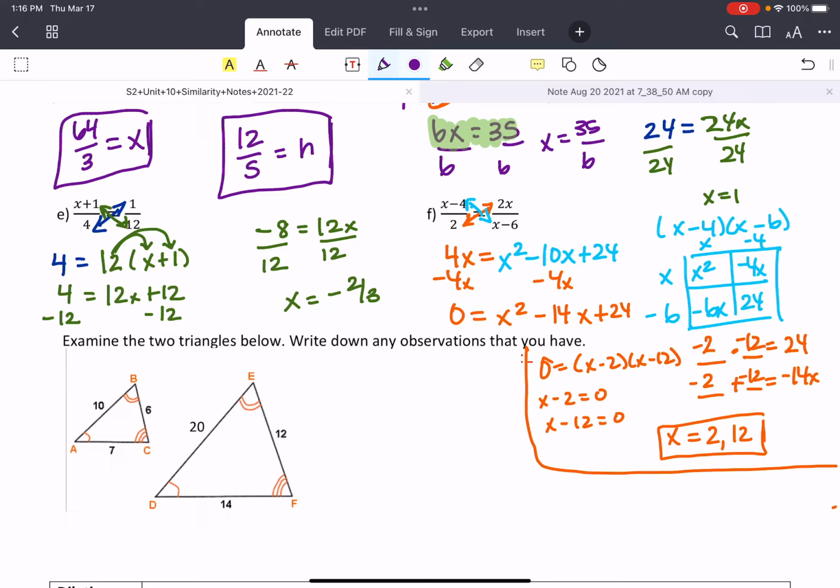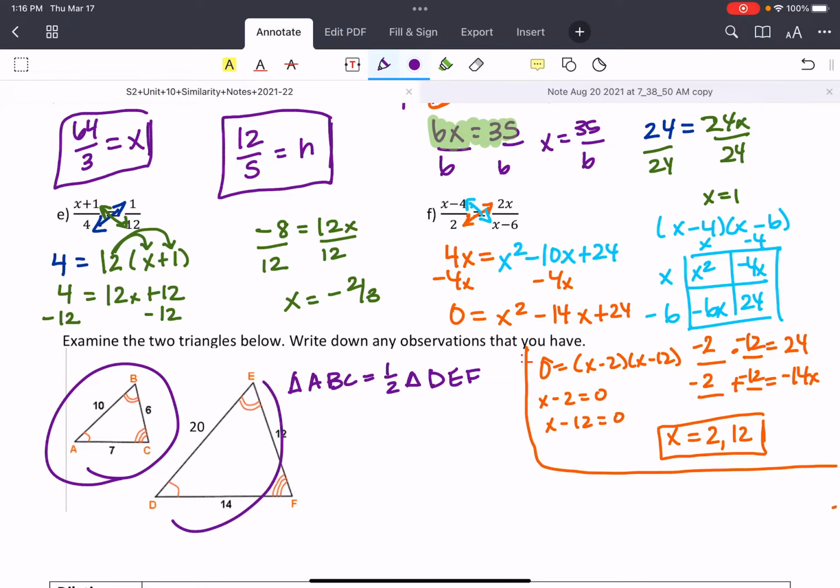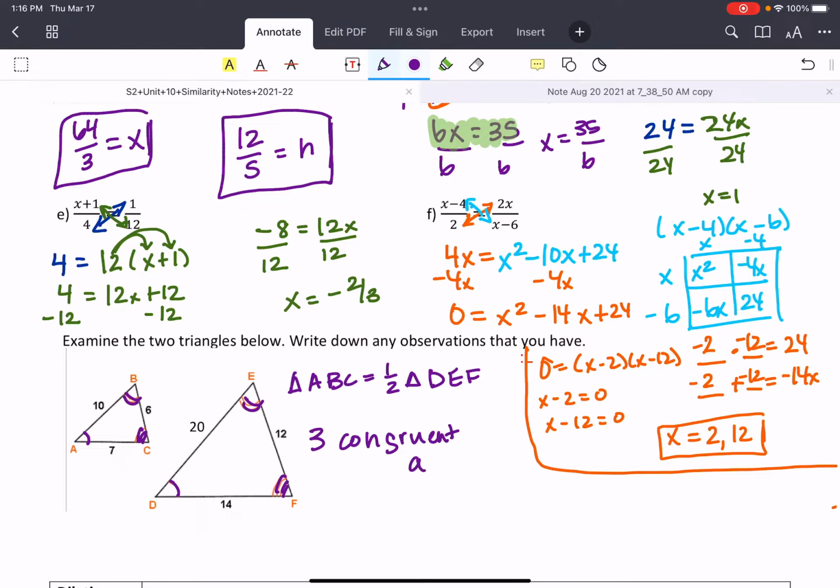All right. Then you can go ahead and look at these 2 triangles. And when I taught this lesson for my B7 class today, this is what they noticed, that triangle ABC is equal to half of triangle DEF. So this triangle is half of this triangle. The other thing is that because of these symbols right here, that is showing us that all 3 of our angles are congruent. So I have 3 congruent angles.